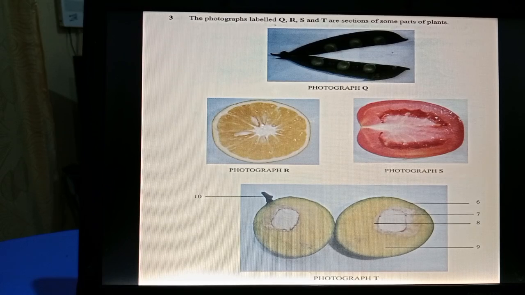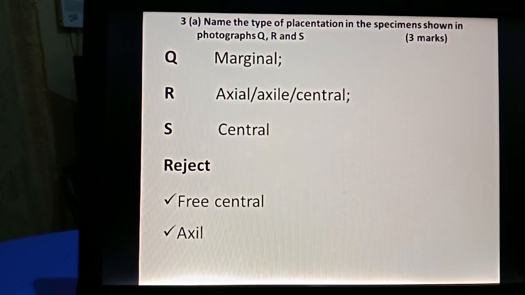Question 3, our last question. The photographs labeled Q, R, S, and T are sections of some parts of the plants. Photograph Q, photograph R, photograph S, T as labels 6, 7, 8, 9, and 10. Name the types of presentation in the specimen shown in the photograph Q, R, and S.